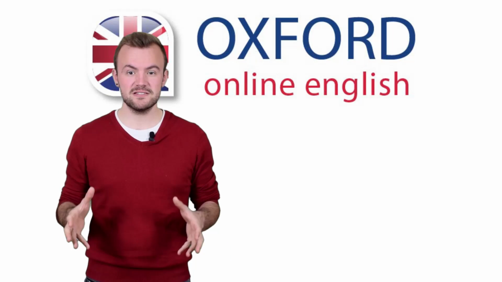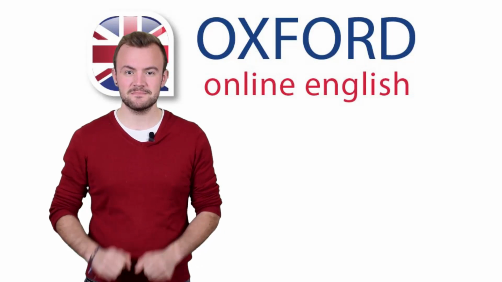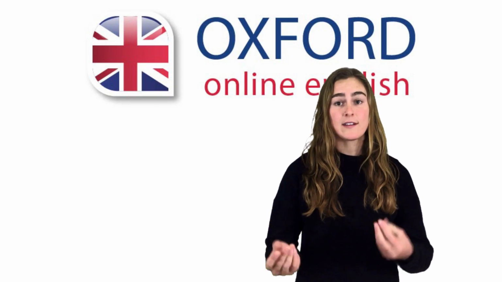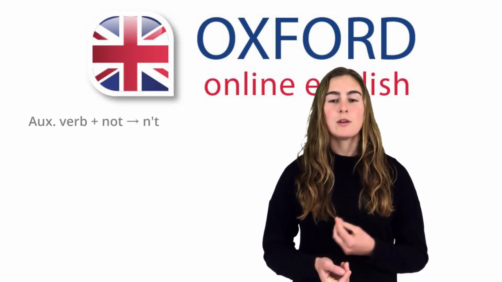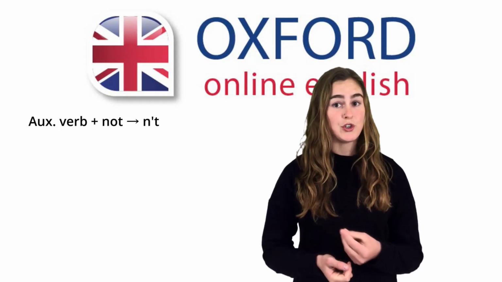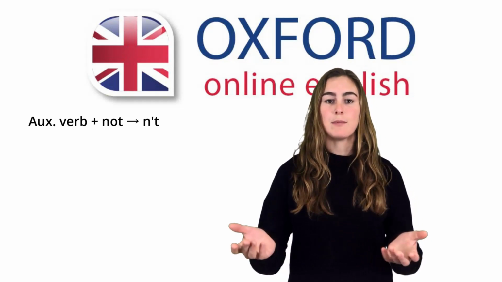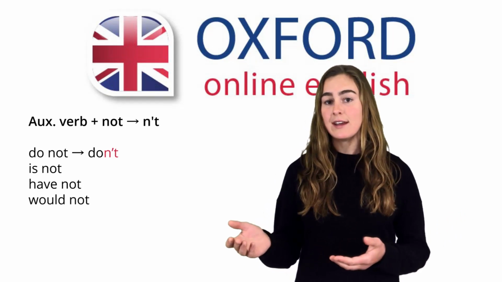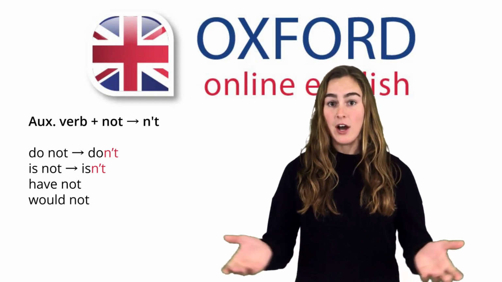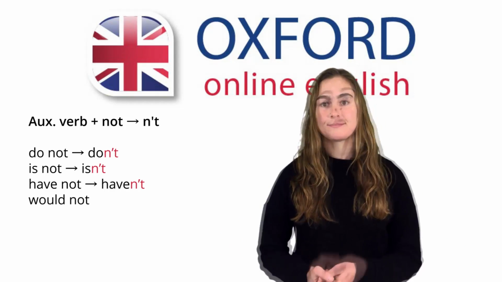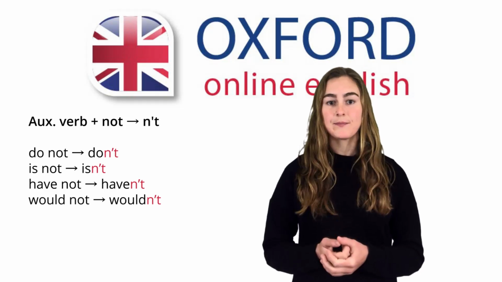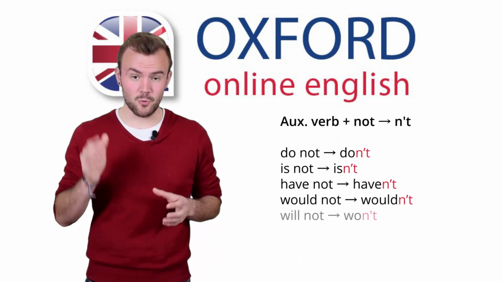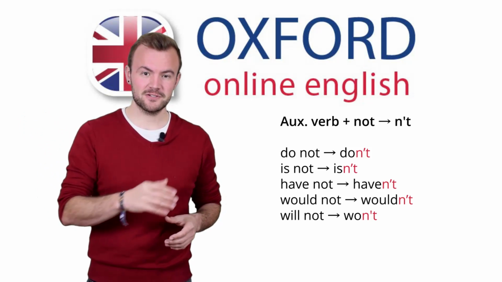Next, let's look at the pronunciation of negative contractions. If you have an auxiliary verb plus not, you can put the words together and contract to n't. For example, do not, don't, is not, isn't, have not, haven't, would not, wouldn't. This isn't a full list. There's one which is a bit strange. Will not contracts to won't.